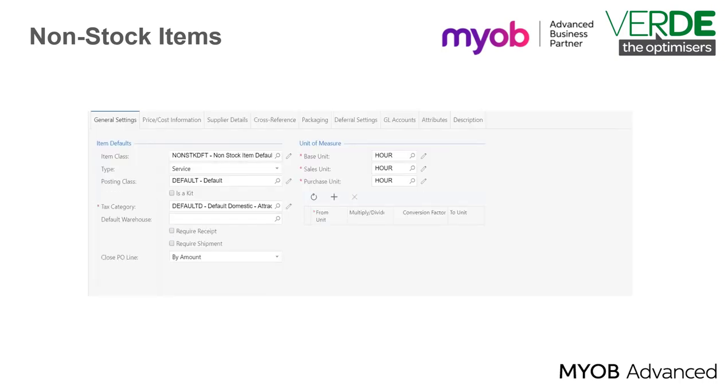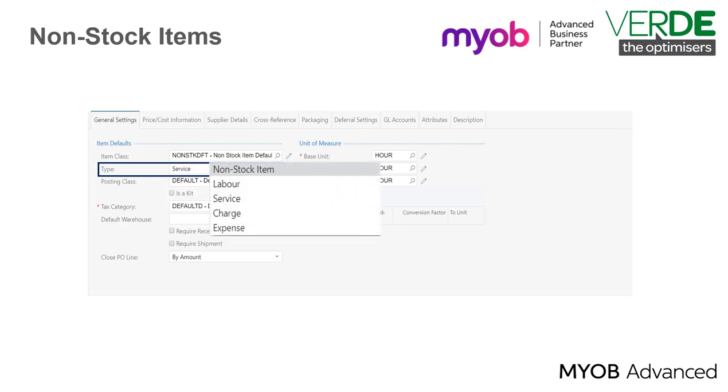Next, we will look at the General Settings tab. On Type, under Item Defaults, you can choose one of the following options. Non-stock item. This is a general type of non-stock item. Labor is used as labor hour rates. Service is used as service fees. Charge is used as charge rates. Expense. This is used to designate specific expenses.